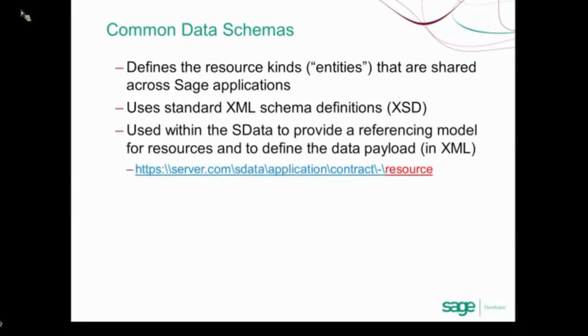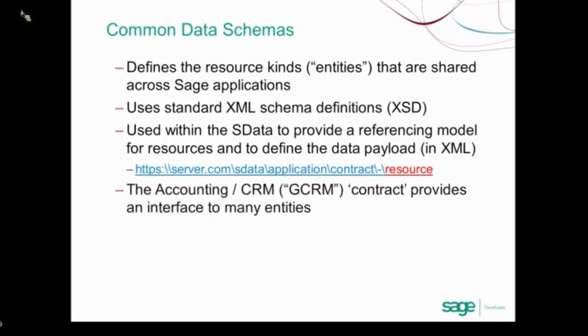So in a typical SData URL, what you see there in blue is the URL structure that is mandated by SData. That is typically saying that you want to connect to a web server, you want to talk to a particular application using the language defined in a contract, and you want a particular resource. The resource in red would be defined in the common data schemas.